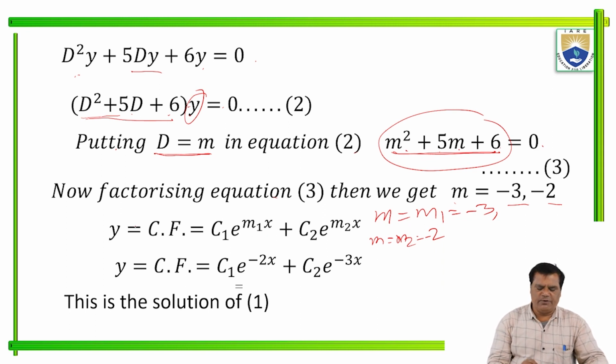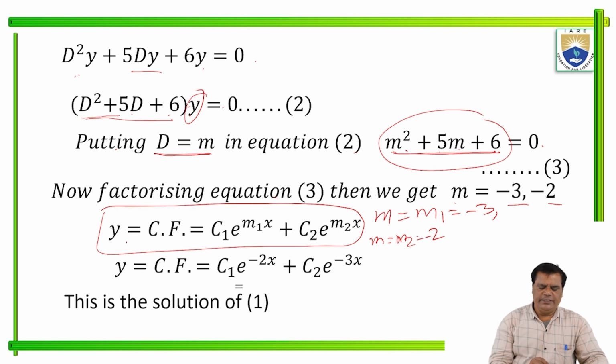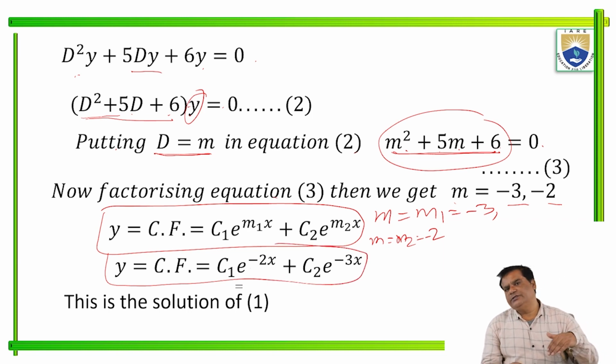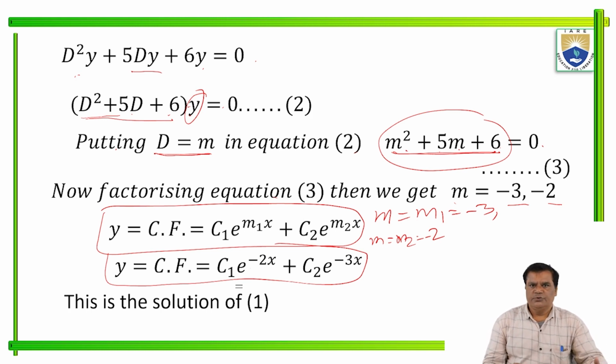I am writing the formula here. The formula is y = CF = C1 e^(m1x) + C2 e^(m2x). I am putting the values of m1 = -3 and m2 = -2. This is the solution of the differential equation, because here Q is 0. In our differential equation Q is 0, so we do not find the particular integral, only the complementary function is the complete solution. So y = CF is this complete solution.